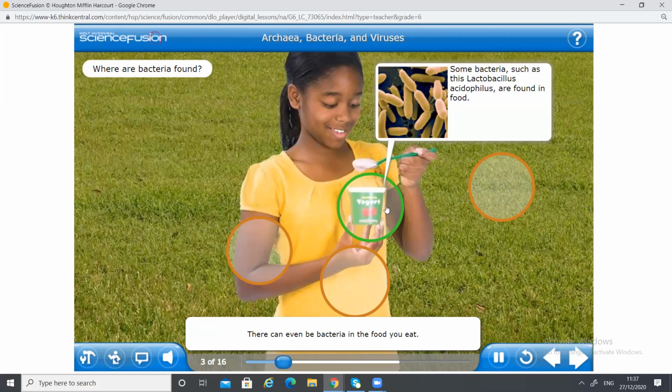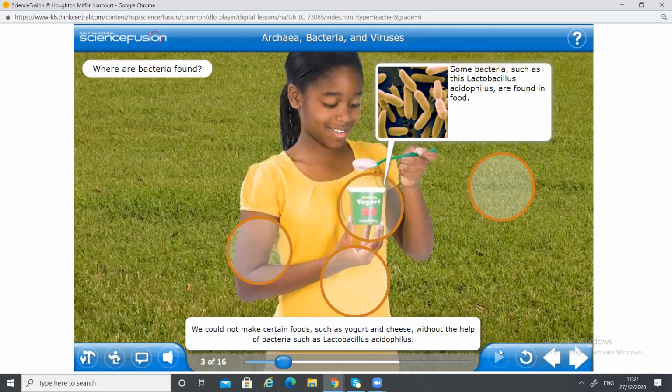There can even be bacteria in the food you eat. We usually don't wear masks at all, never, except in the hospital. Now again it will be weird to wear a mask. Did you hear that? Now again the virus is coming in a second wave and it's more dangerous. So we all need to be more careful. And certain foods such as yogurt and cheese are made with the help of bacteria such as Lactobacillus acidophilus.